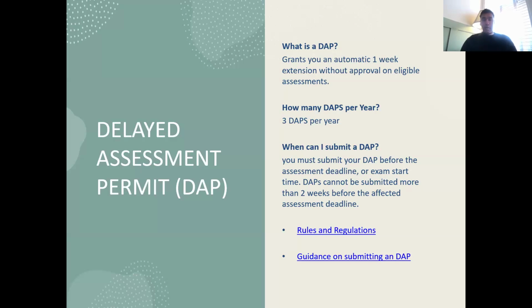You must submit your DAP before the assessment deadline, but DAPs cannot be submitted more than 2 weeks before the deadline. Each year you get 3 DAPs, and a DAP is a 1-week extension, 5 working days. So if your assessment's coming up and you're unable to submit on the deadline, you can apply for a DAP, 3 a year, and it's automatically granted up to 1 week, and you don't need to provide evidence.